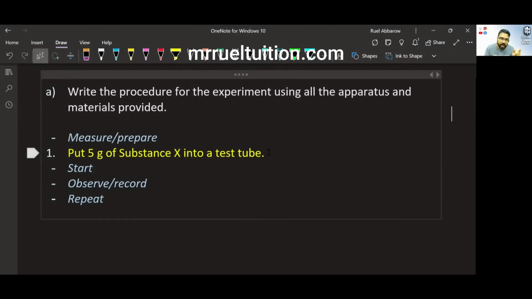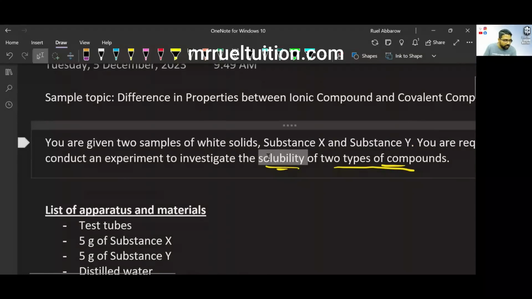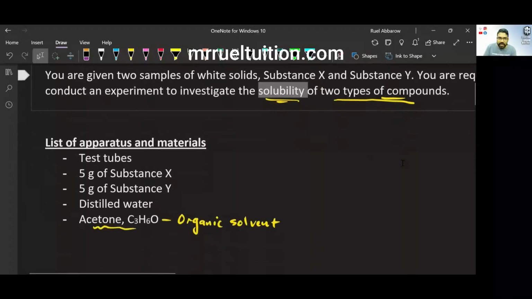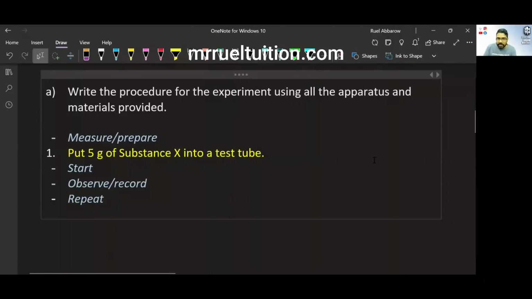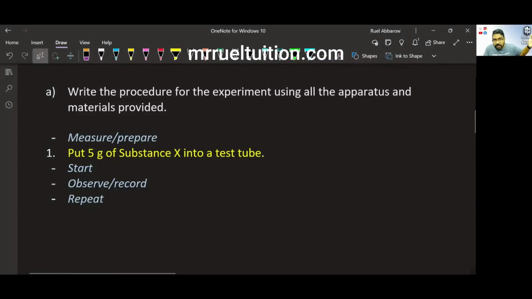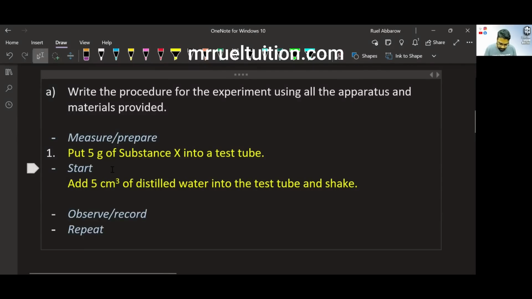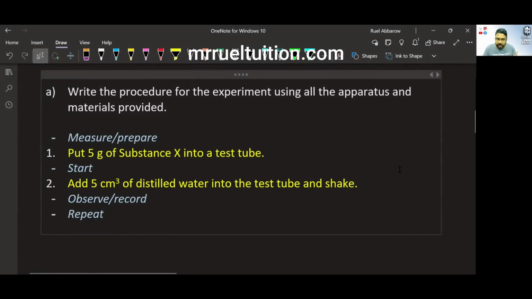How do you start the experiment? Here we want to study the solubility of the 2 different compounds. How do you start an experiment to study solubility? We add solvent, of course. Just add the solvent, and you've started the solubility experiment. So we add 5 cm cube. Take note of the volume. 5 cm cube of distilled water into the test tube and shake. This is important. You need to shake it to help it dissolve. That's it. We've already started the experiment.